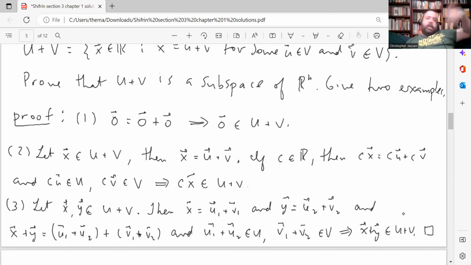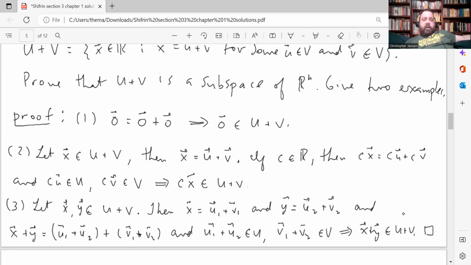All right, so again, to prove that it's a subspace, you just show that it satisfies the three properties. The zero vector is equal to zero plus zero, and the zero vector is in both U and V, so that works. Property number two, take an arbitrary vector in U plus V. That means that x is u plus v for some u in U and some v in V. Then if c is an arbitrary scalar, c times x is equal to cu plus cv. And cu is in U because it's a subspace, and cv is in V because it's a subspace. Therefore, cx is in U plus V. So it's closed under scalar multiples.